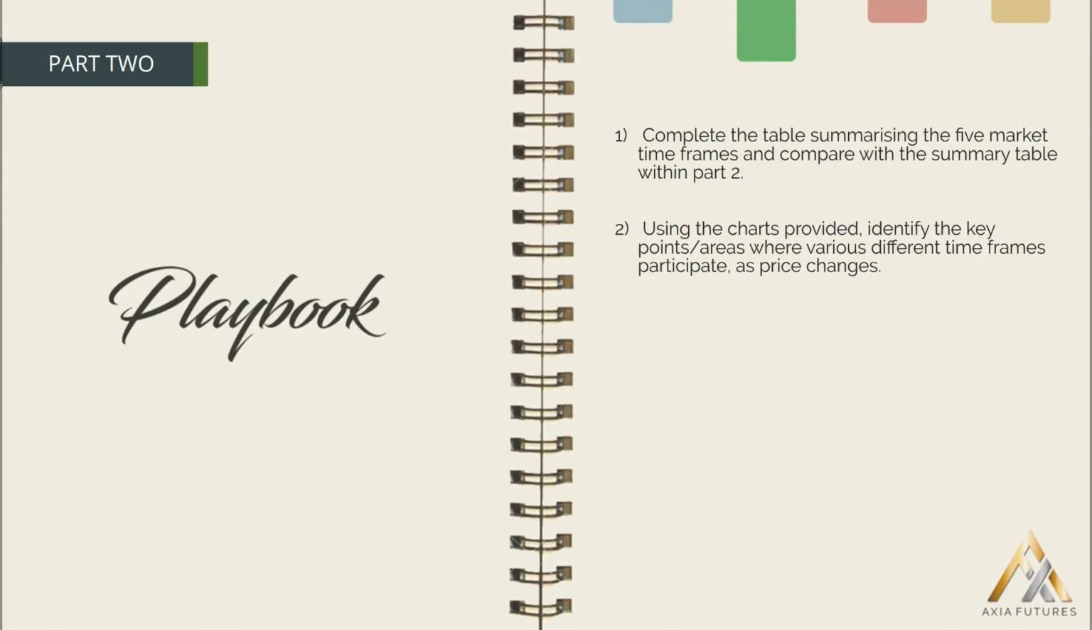It's that time again. We're going to apply those principles now to your playbook in a practical way. In this section of the playbook, what I would like you to do firstly is complete the table summarizing the 5 market participant timeframes and compare them with the summary table that I provided to you in part 2. Once that's complete, I want you to use the charts that I provided for you and try and identify the key points or areas where the various different time frames will participate as a result of the change in price. Good luck, and I'll see you in part 3.